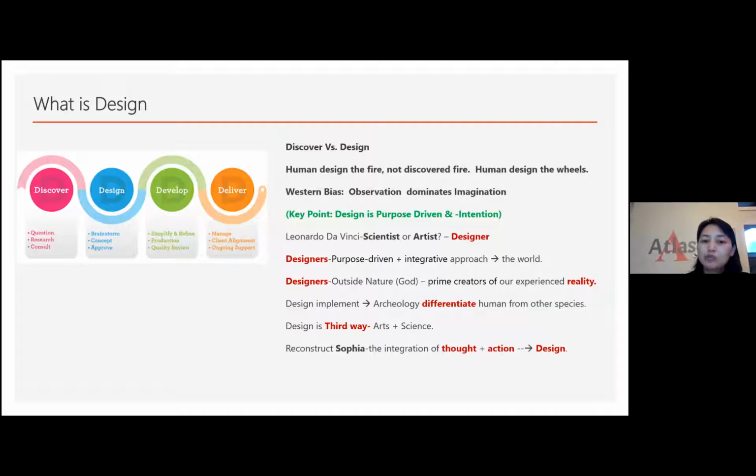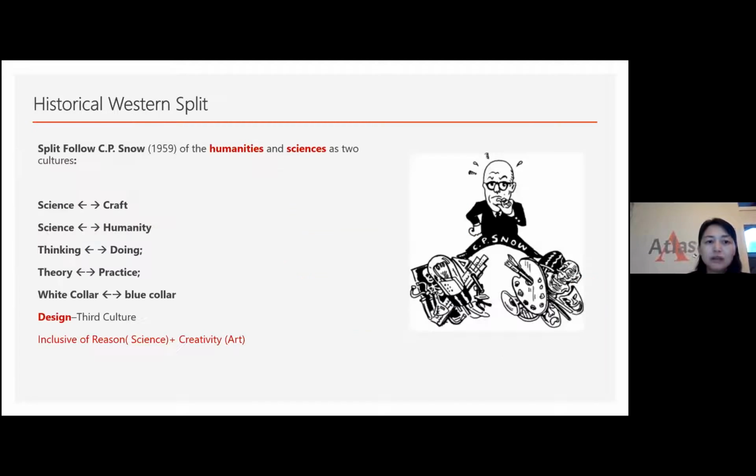And then they mentioned reconstructing Sophia, because Sophia used to be the integration of thought and action, which is design. But later on, since Descartes, as we mentioned last time, there's a separation between humanities and science into two different cultures, which is reflected in our current education. So we separate science from craft, science from humanities, thinking from doing, theory from practice, white collar from blue collar. Design as a third culture should be inclusive of both reason, which is science, and creativity, which is art.